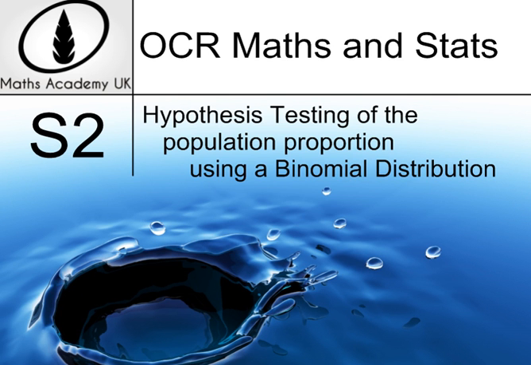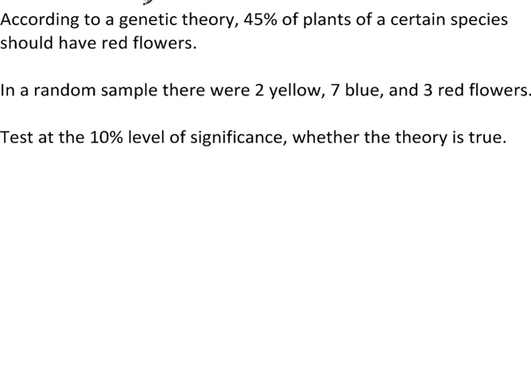Hypothesis testing of the population proportion using a binomial distribution. According to a genetic theory, 45% of plants of a certain species should have red flowers. So the proportion P is 0.45. In a random sample, and the sample size here is 12, 3 had red flowers. So 3 is the test value.